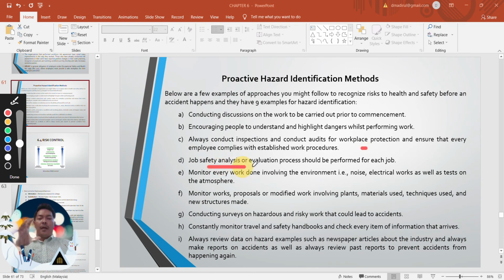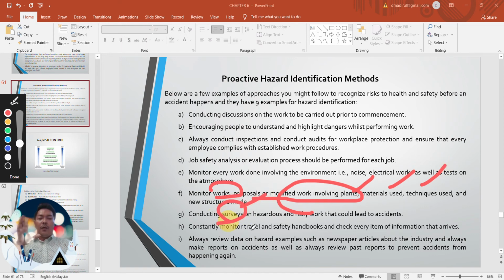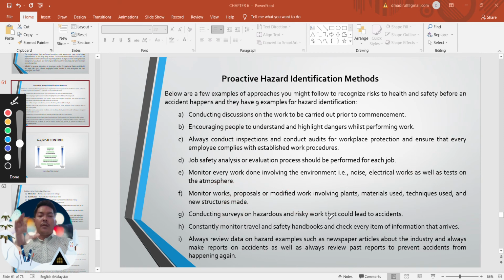Job safety analysis or evaluation process should be performed for each job. Monitor every work done involving the environment, noise, electrical work, as well as tests on the atmosphere. Monitor work proposals or modifications involving plant, materials used, techniques used, and new structures made. Conduct surveys on hazardous and risky work that could lead to accidents.